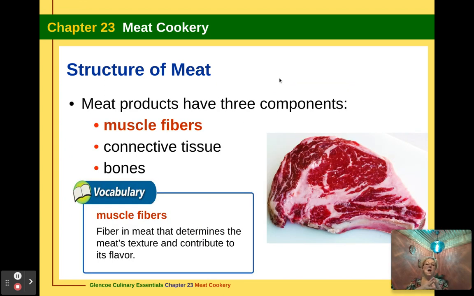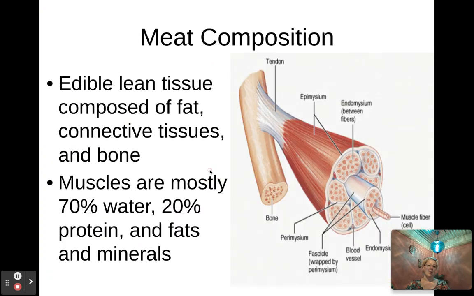When we're looking at meat, the muscles are in fibers. Fibers determine the texture and they also contribute to the flavor. So we're going to look at the muscle fibers, the connective tissue, and then the bones.